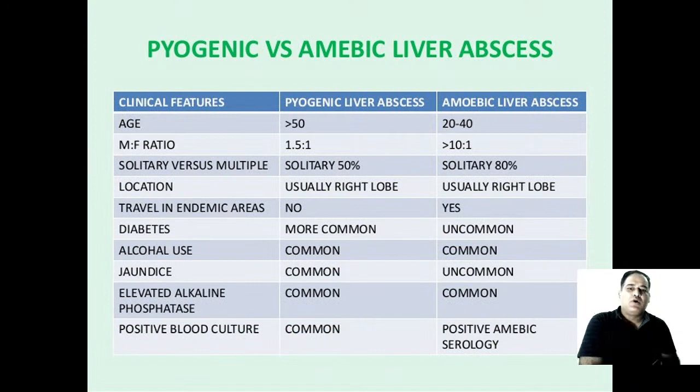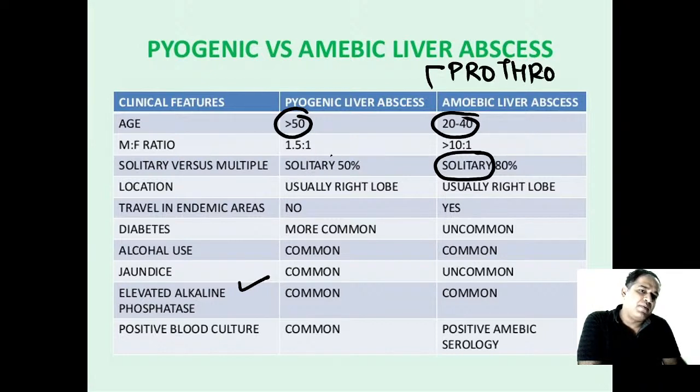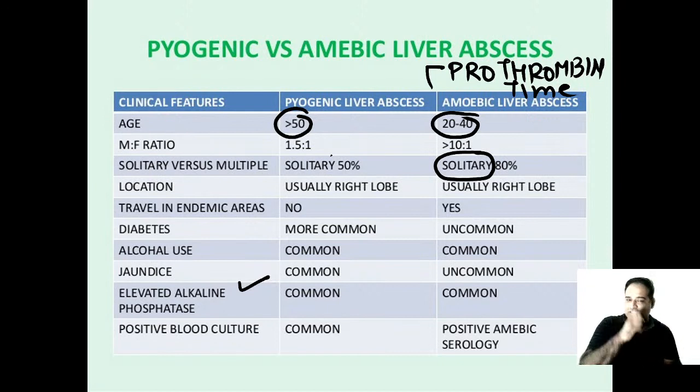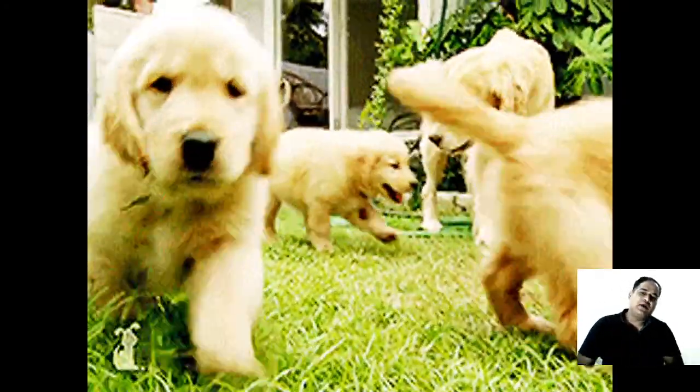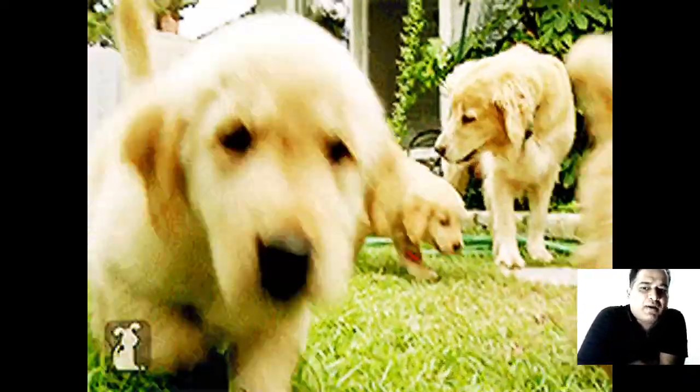Fine. Now, again, there is not much to remember here. The only thing which you need to remember is the age. Only thing is that more commonly amoebic liver abscess is solitary. Then here, what is the most common lab abnormality? Elevated alkaline phosphatase. In amoebic liver abscess, the most commonly deranged parameter is prothrombin time. That is what you need to remember over here. Those are the differences between pyogenic liver abscess and amoebic liver abscess. So we move to the next topic, and by now you must have understood what topic we are going to discuss.